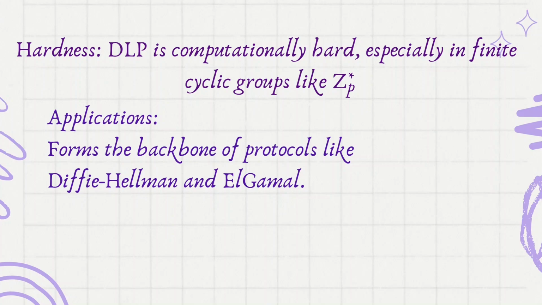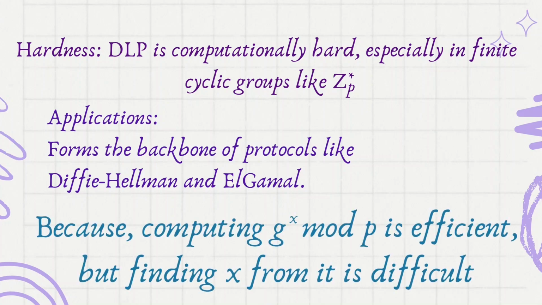like a polynomial in log p. The application of this is that it forms the backbone of protocols like the Diffie-Hellman key exchange, which we're going to discuss in this video, and the ElGamal or the elliptic curve encryption, which we will do in a future video. This is possible because computing g to the power of x is efficient, but finding x from it is difficult. Because if even going in the first direction were hard, then how would it be economical for us to use it in any kind of cryptography? It should be easy for the right people and hard for the wrong people.